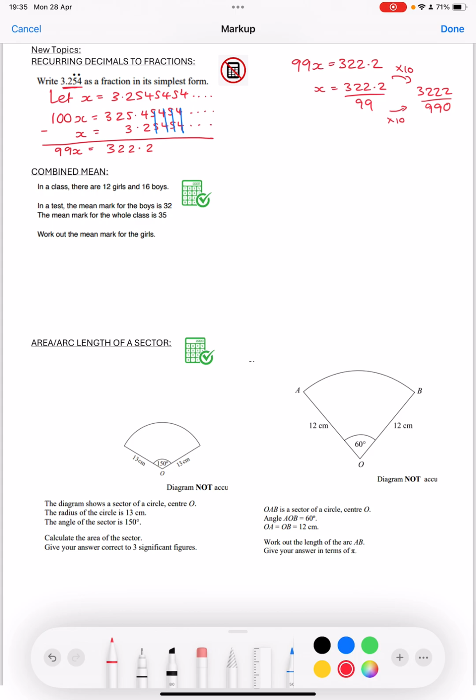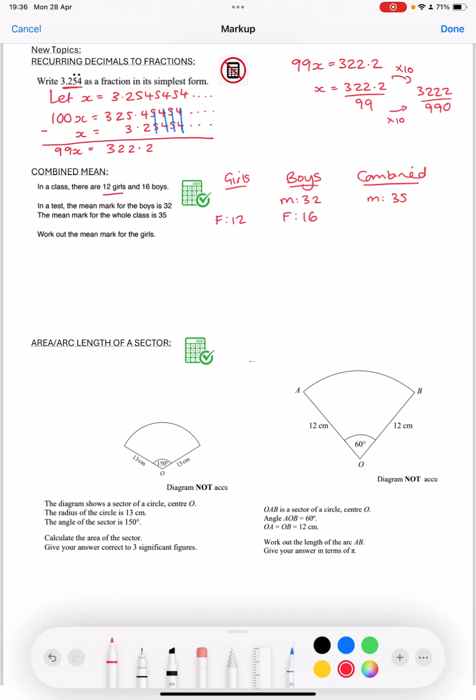Combined mean. So in a class there are 12 girls and 16 boys. When I do a combined mean question, there's always 2 or more groups and then a combination of them. So I'd set out some headings: girls, boys, and then combined. And we're going to write down what information we've got for both of them. The mean for the boys is 32 and the mean for the whole class is 35. We know there are 12 girls, so the frequency of the girls is 12, and 16 boys.